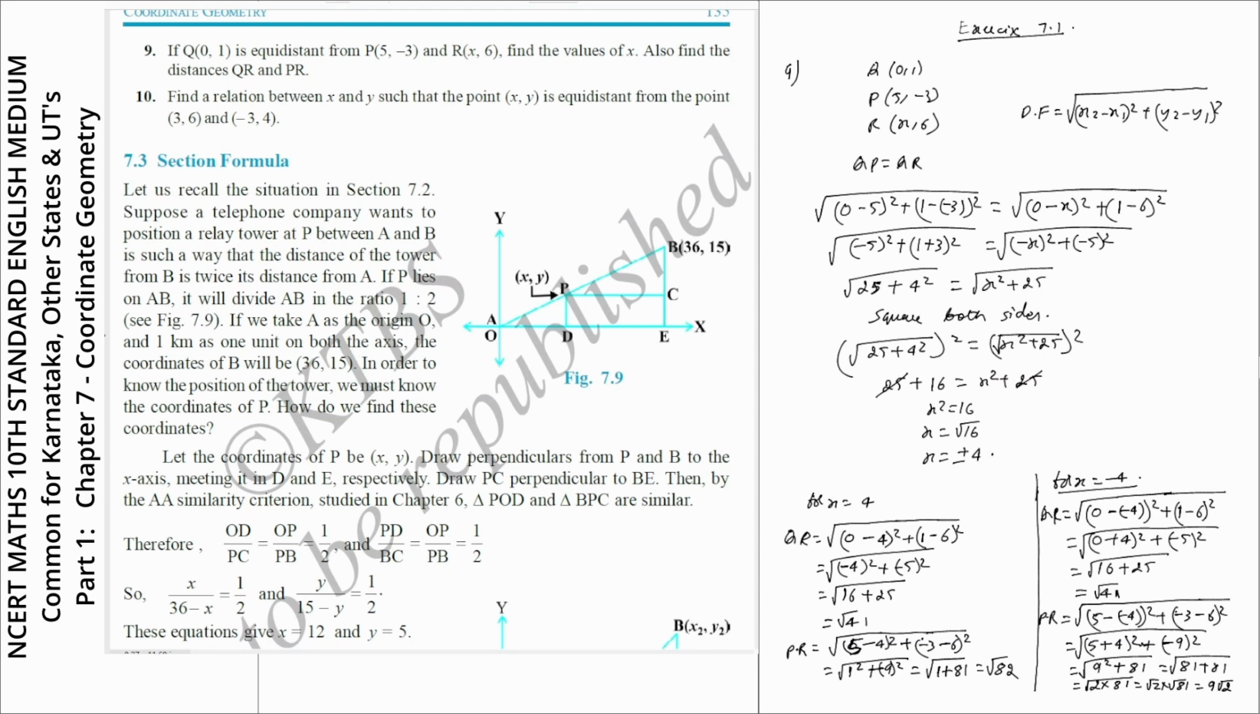So for x is equal to 4 I get QR is root of 41 and PR is equal to root of 82. For x is equal to minus 4 I will get QR is equal to square root of 41 and PR is equal to 9 root 2.